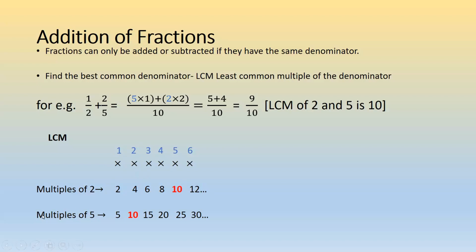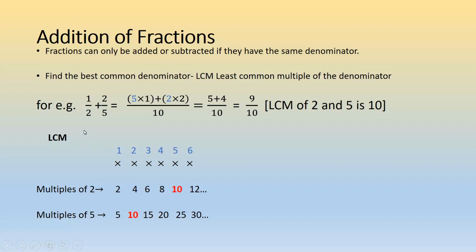You understand that? And then the multiples of 5: 5 times 1, we have 5 here. 5 times 2, we have 10 here, and so on. It goes on like that. So we are looking at the least multiple that is common to both 2 and 5. And we realize that the least multiple that is common to 2 and 5 is 10. It's 10. So we put our 10 here as our LCM.